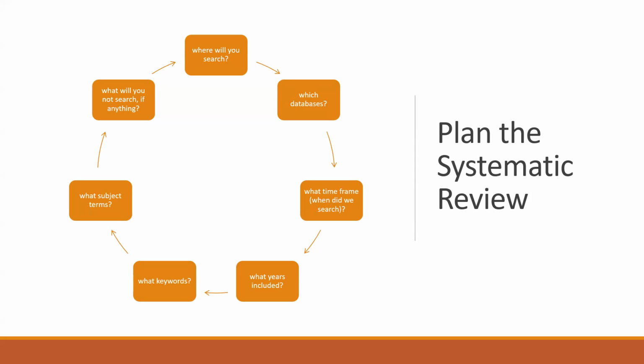Again, you need to keep track of all these things, because if you searched one database with different keywords, you need to let the paper know that you're using different keywords for different databases. And then what will you not search, if anything? Say you're researching bubblegum and you want to research all bubblegums except for spearmint bubblegum. You would have to say specifically in your systematic review that we researched bubblegum, but we excluded spearmint because of so and so. You want the people reading this to be able to go in and do the same searches that you did.